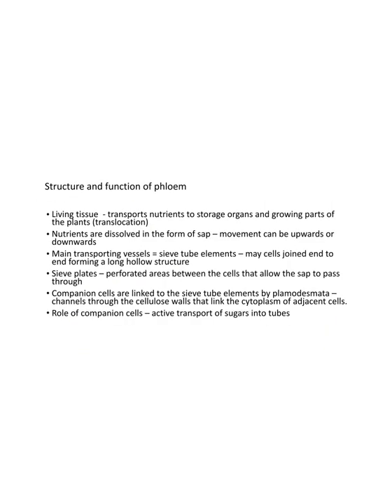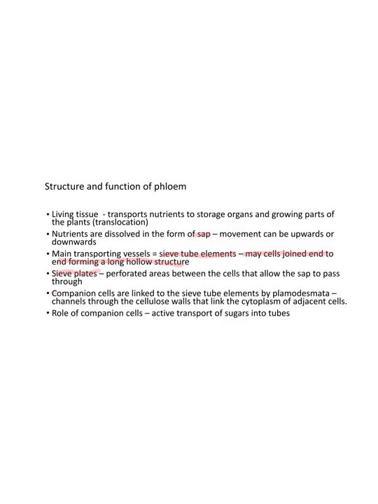Looking now at the structure and function of phloem. So phloem is a living tissue whose job is to transport nutrients to storage organs and also to growing parts of the plant. This transport of nutrients around the plant is called translocation. Nutrients are dissolved in the form of sap, and this movement can be upwards or downwards. The main transporting vessels are our sieve tube elements, where many cells joined end to end form a long hollow structure, and there are sieve plates between these areas, and this allows sap to pass through.